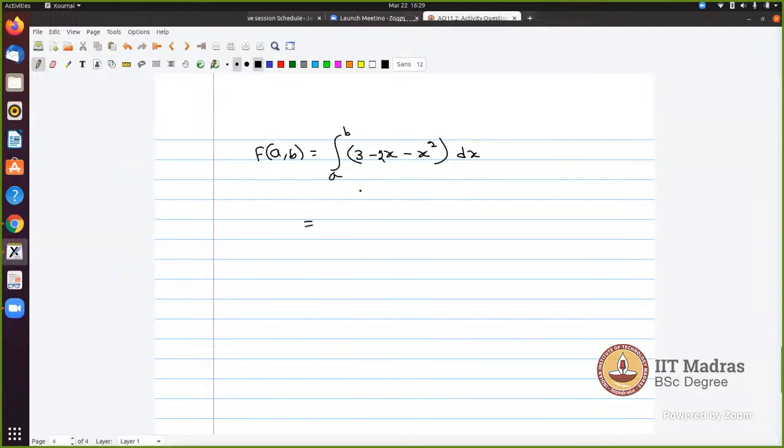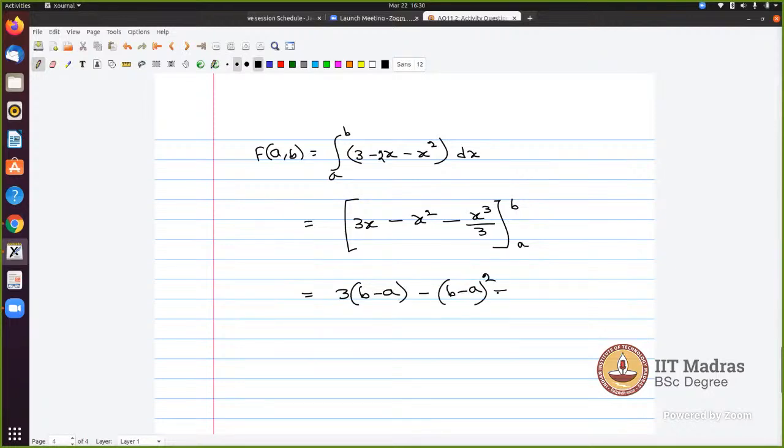Okay, so first of all, this is just one variable integration, so this is easy. 3x minus x square by 2 times 2, so that will cancel out, minus x cube by 3. And this is from a to b. So 3b minus b square minus b cube by 3, minus the same at a. So this is the function, correct? So anyway, we can simplify it if we want. So it's better to simplify it.